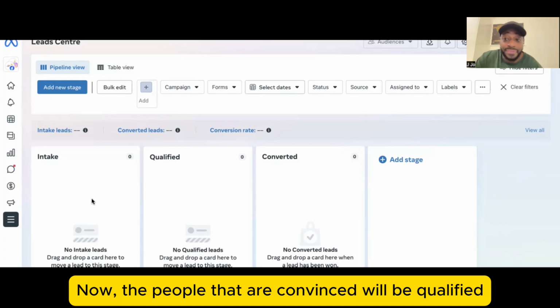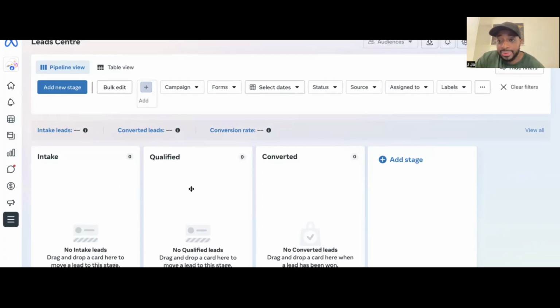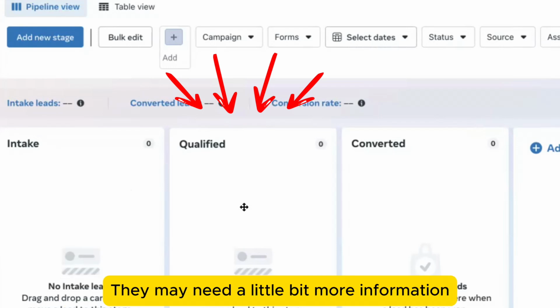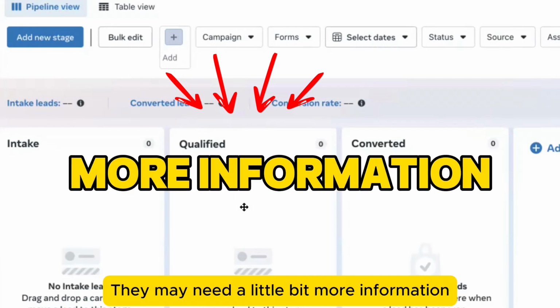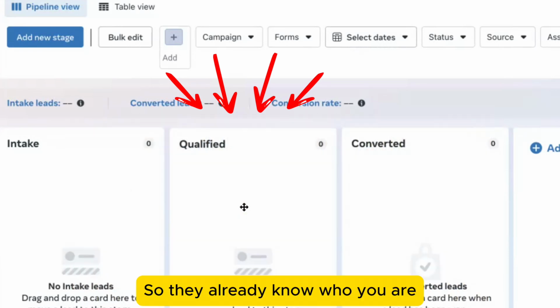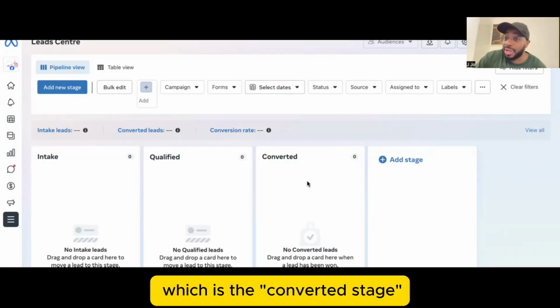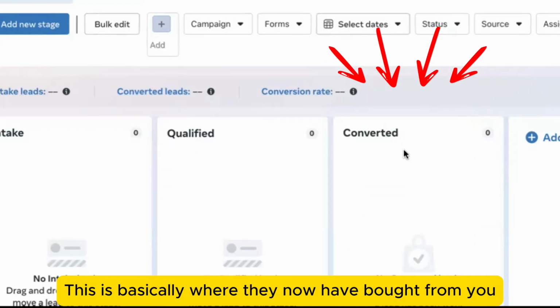Now, the people that are convinced will be qualified, but then they may need to ask some further questions. They may need a little bit more information. So they already know who you are, but they just need a little bit more before they go to the next stage, which is the converted stage. This is basically where they have now bought from you.